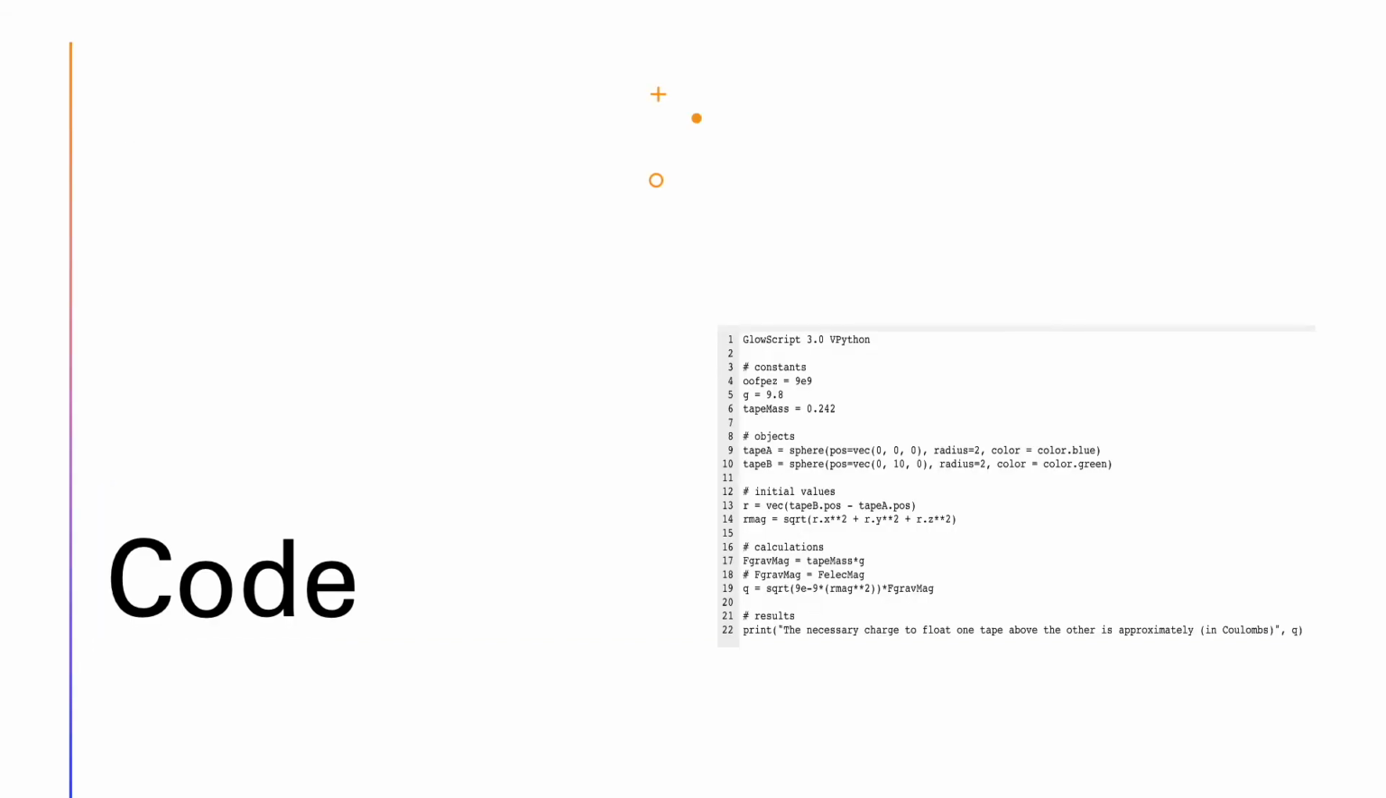We have some constants up at the top, and the objects, since we're treating the tapes as point charges, I just put them in as spheres, and they're 10 units apart in the y direction. We have our initial values where we find r as the distance between the two and the magnitude of r, and then we use those in our calculations where we find the gravitational force and the charge on one of the tapes the same way we did before.